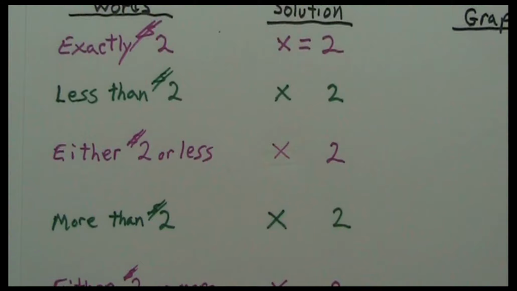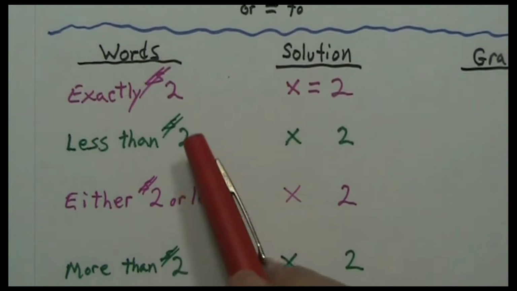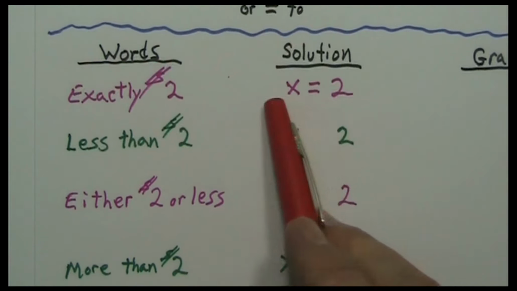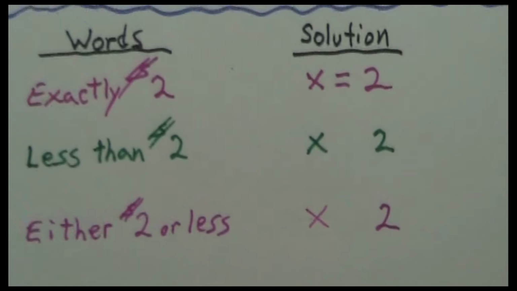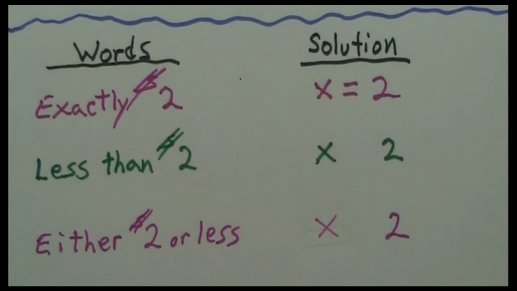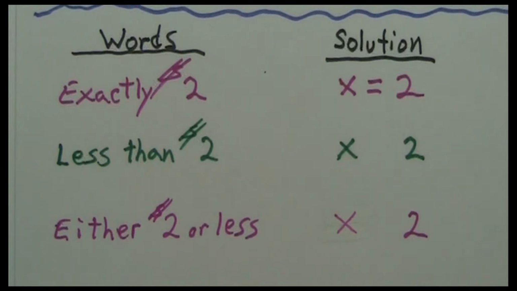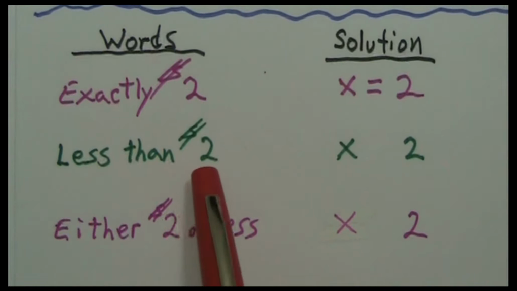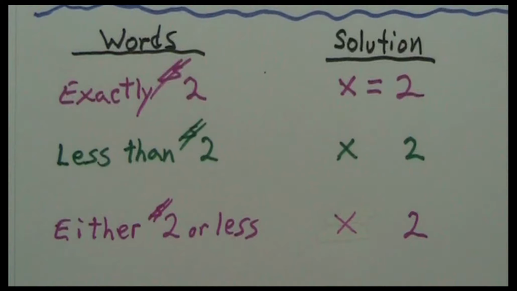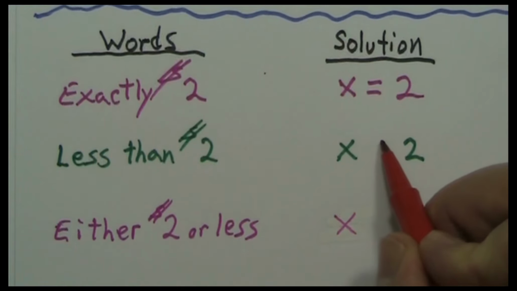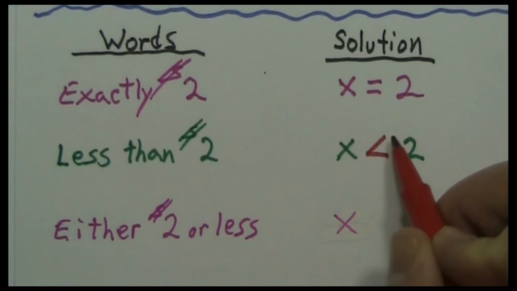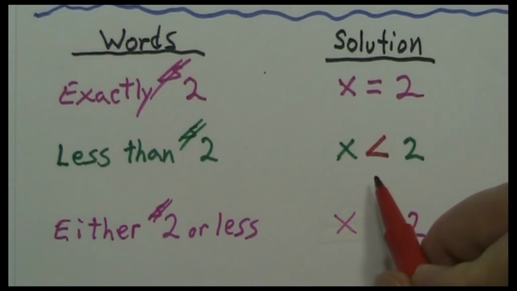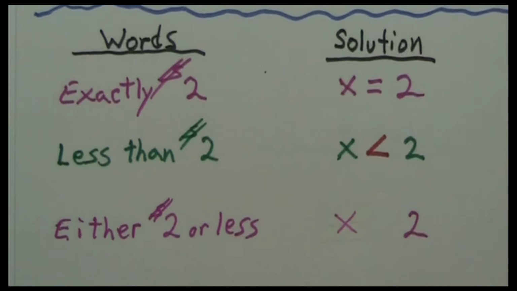Okay, we'll go back to those in just a moment. Let's take a look at this one right here. We said if it's exactly $2, it's X equals 2. There's only one answer. It can only be $2, like in the bank, $2 in the bank. If you have less than $2, this is the symbol for less than. Remember? It looks kind of like a lazy L. So it's less than $2.